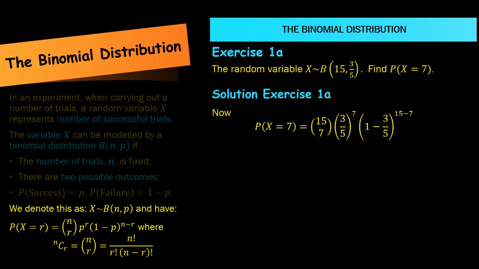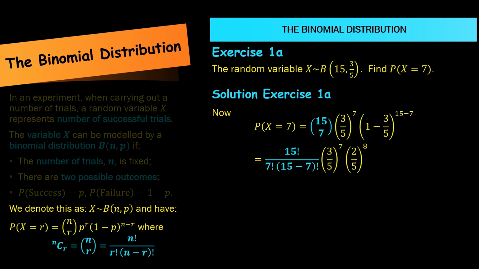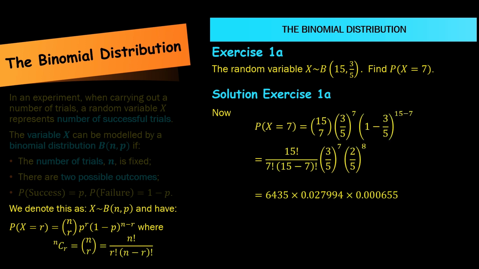We're simply going to apply the formula and plug in the various values of n, p and r. So here we have r equals 7, n equals 15 and p equals 3/5, and all of these have been plugged into our formula. And tidying up, and calculating gives us that the probability of x equals 7 is 0.118 to 3 significant figures.